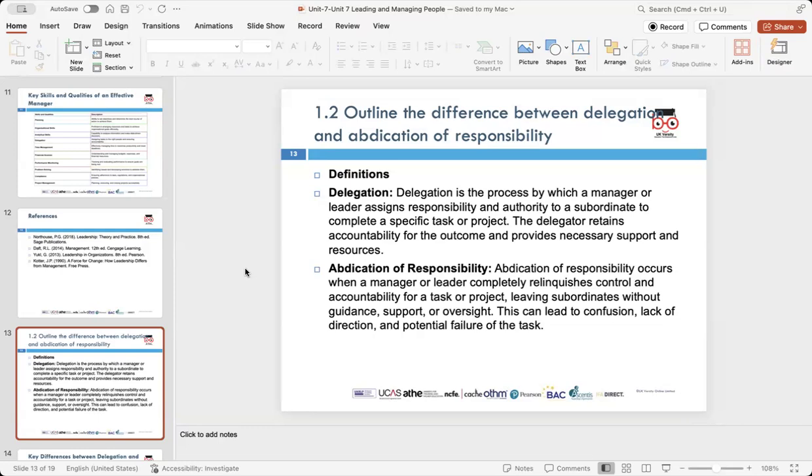On the other hand, abdication of responsibility happens when a manager completely hands over a task without maintaining control or accountability. In this case, the team member is left without proper guidance or support, which can lead to confusion and task failure. Delegation strengthens teamwork and responsibility, while abdication creates uncertainty and weak performance. Any questions so far?